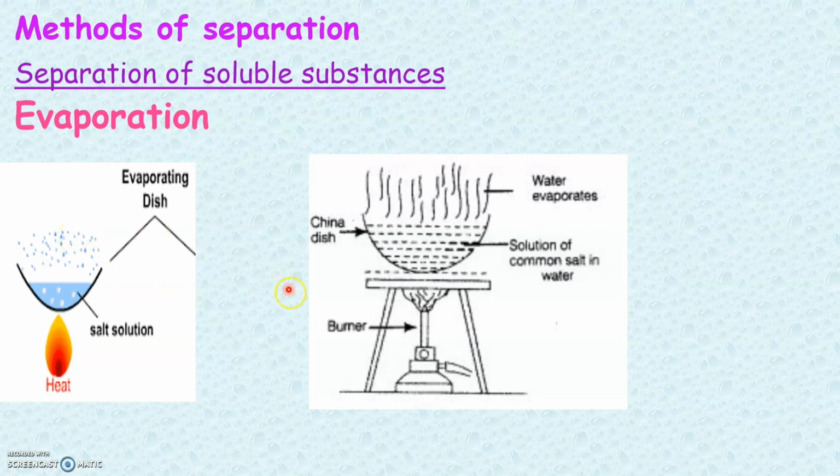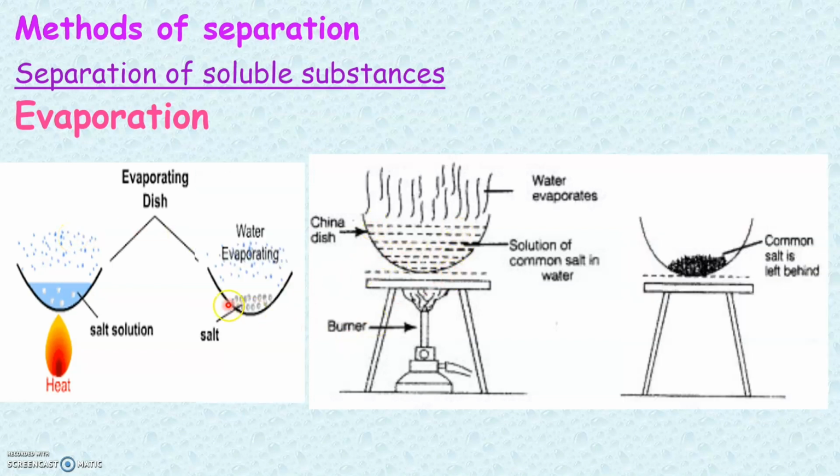And finally, what is left behind in the evaporating dish is salt. So as the salt solution is heated with the help of a burner, all the water, which is the solvent, evaporates, and salt, which is the solute, is left behind in the evaporating dish. So this is how we separate a soluble substance from its solution, by the method of evaporation. So in our next class, we will learn other methods of separation, that is methods of separation of insoluble substances.